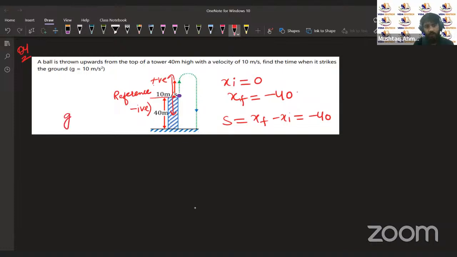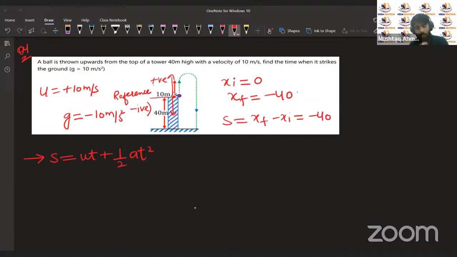And the value of g here is equal to minus 10 meter per second square. And the initial velocity here is positive, it will be taken as plus 10 meter per second. So the equation we will be using here is the displacement equation, s is equal to ut plus half at square. Here the displacement comes out to be minus 40, u is 10, and a is minus 10, so that's minus 10 by 2 t square.